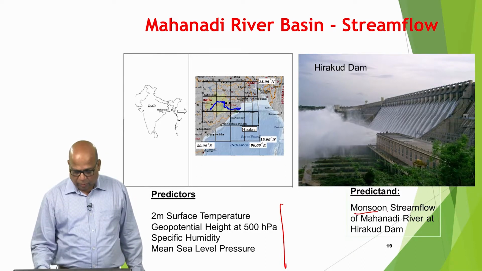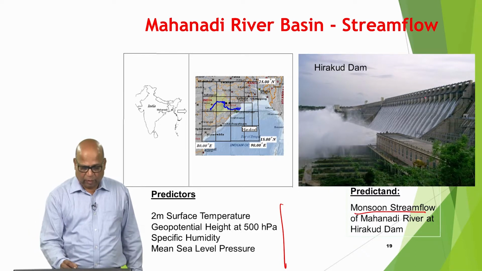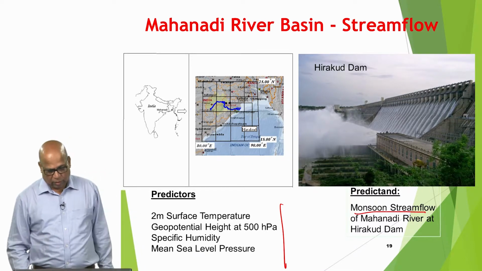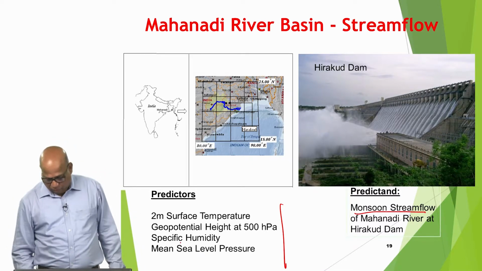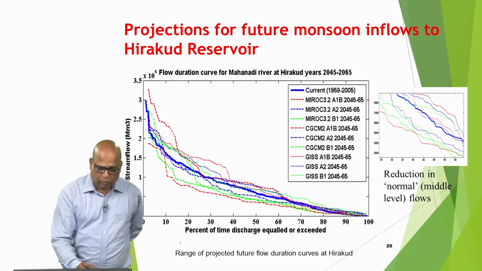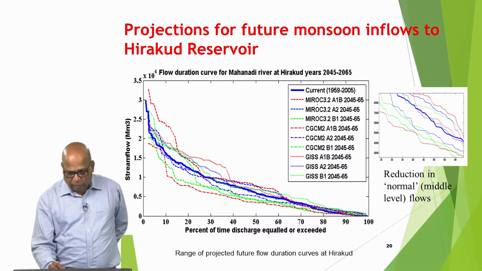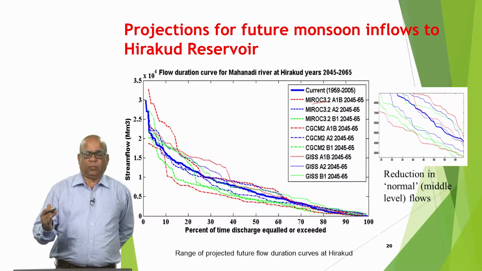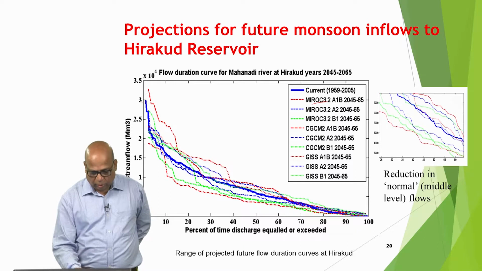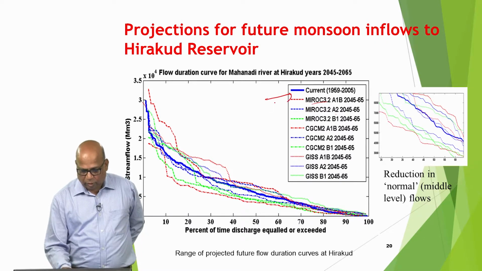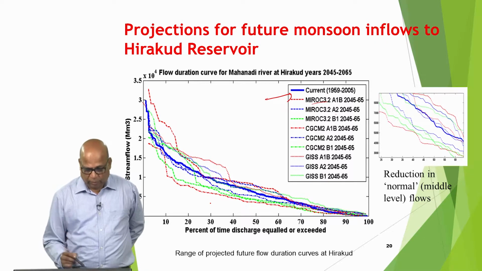And we look at monsoon stream flow at the Mahanadi river, and this is the location of the Mahanadi river. So, these are the predictors that we use, and then we produce what are called flow duration curves. I will explain presently, but this we do for several models and several scenarios. For example, MIROC 3.2, then A1B, A2, B1, CGCM2, etc., all of these. So, several model-scenario combinations we do, and then produce, with respect to the historical flow duration curve, how the flows are likely to change.